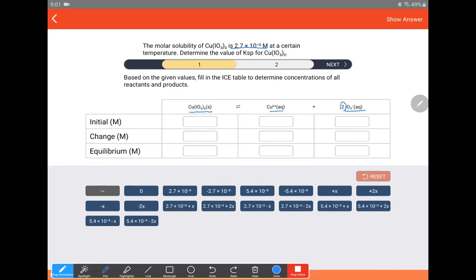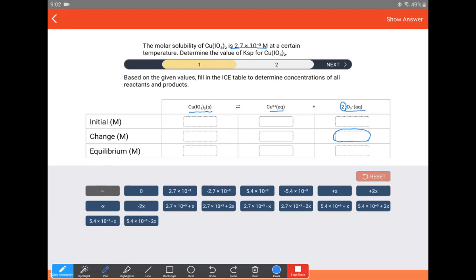Notice this 2 out here, this is gonna play a role in solving for the KSP, both in how much the concentration is, and also our expression will have a square in it. So that's really important to remember.